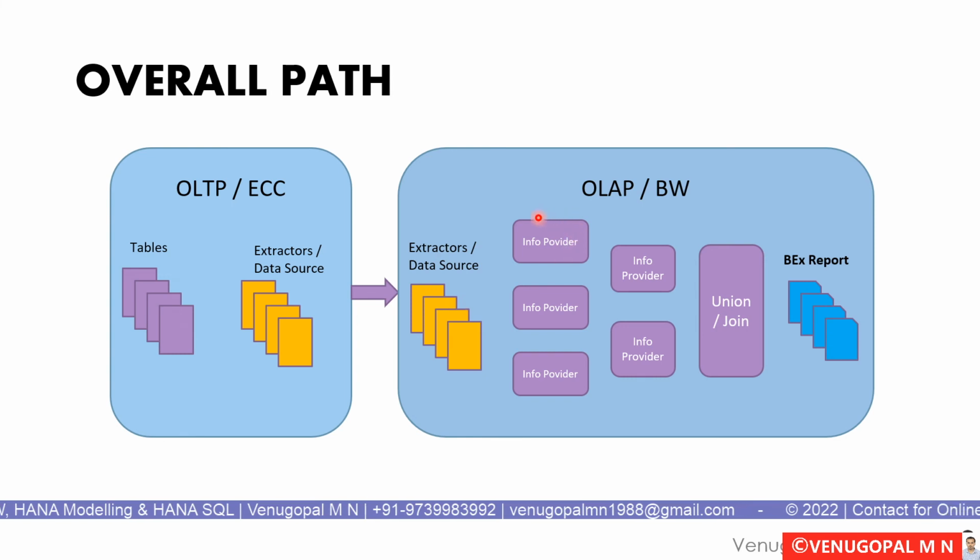As a BW consultant, you have to create different tables. In BW terminology, we call them info providers. Info providers are something which is going to store the data. Why do we have to create different tables, sir? Because we have already taken the table from ECC to the OLAP system. But on top of this data source, which is just the extractor entry point, you cannot do any reporting. That's it.